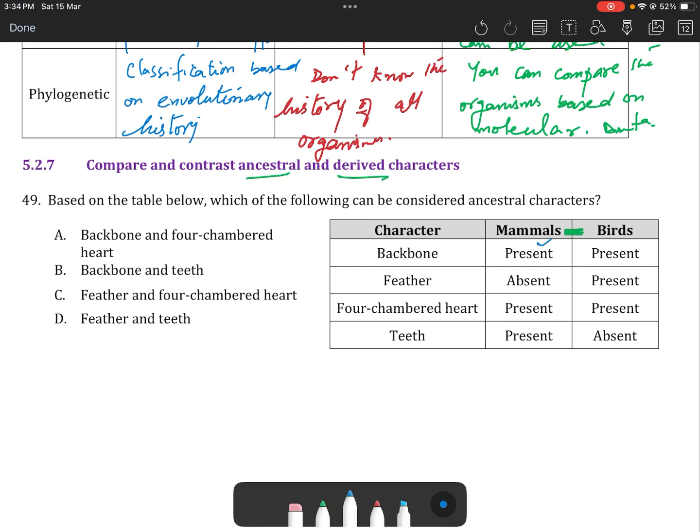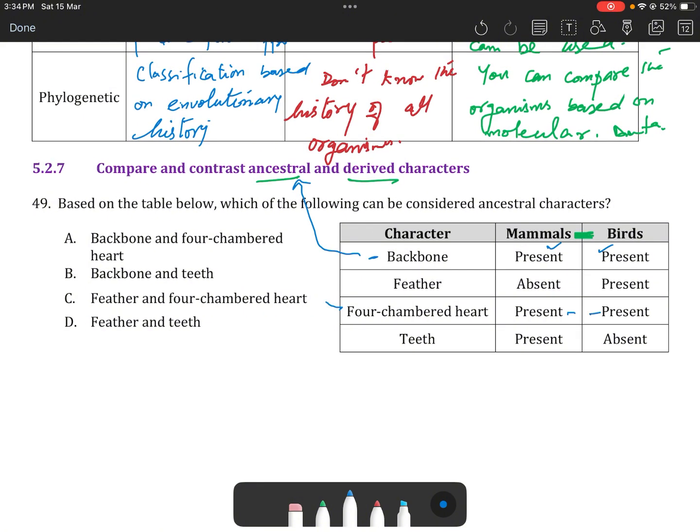This is present, so this is going to be an ancestral character. Present, this is again going to be an ancestral character, while the feathers are only present in the bird, so feather is a derived character of bird. Okay, while the teeth is the derived character of the mammal. So this is how you figure it out. So backbone and the four chambered heart is the answer.